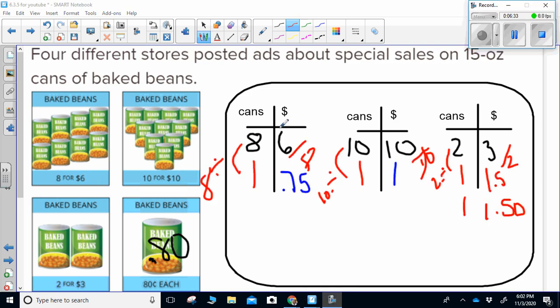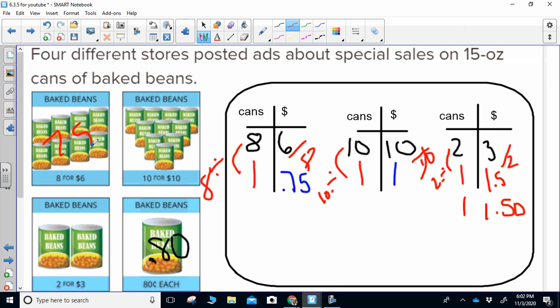So for the first chart, I divided by 8. Here I divided by 8. A can of these is 75 cents. Okay, so that's the best deal so far. These are 80 cents. These are 75 cents. This is the best deal. At the next store, a can of beans is $1. And then at the final store, a can of beans is $1.50. So if I was going to go from the best store, I would go here, then here, then here, then here. So that's how you use those to compare.